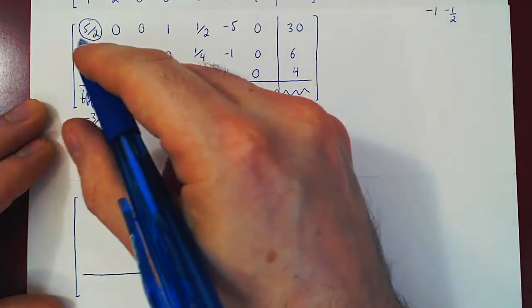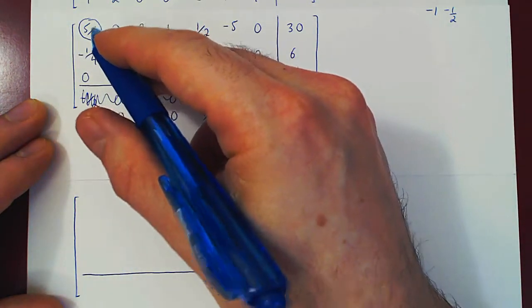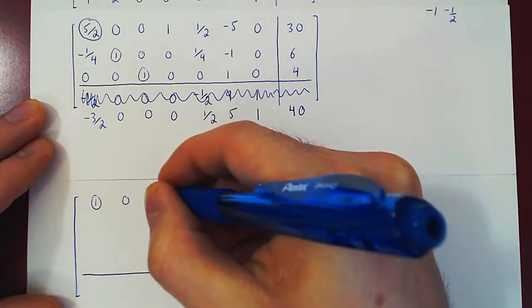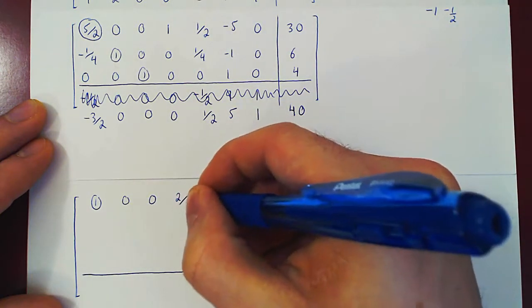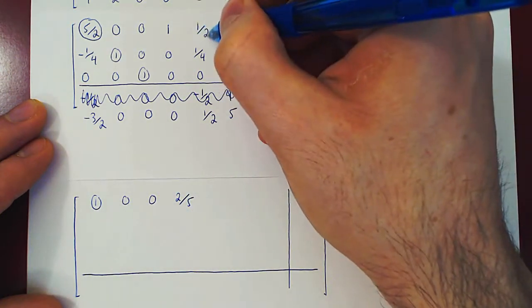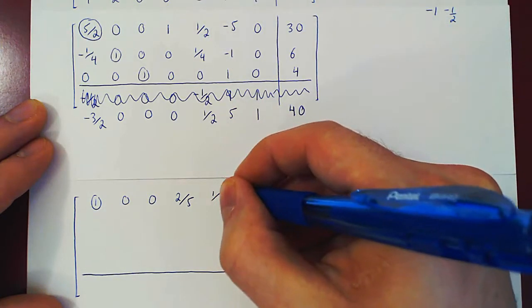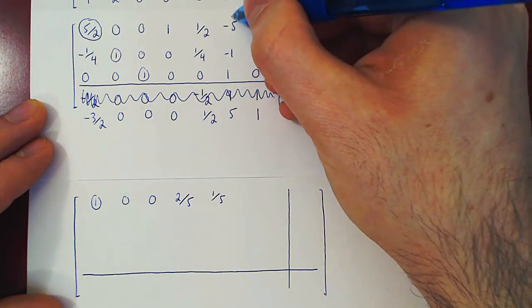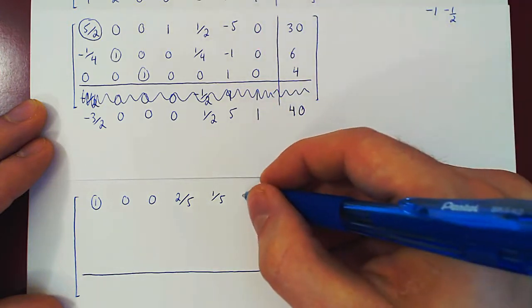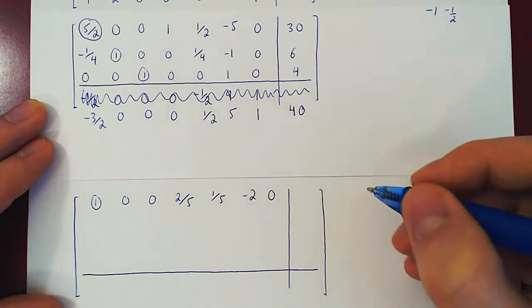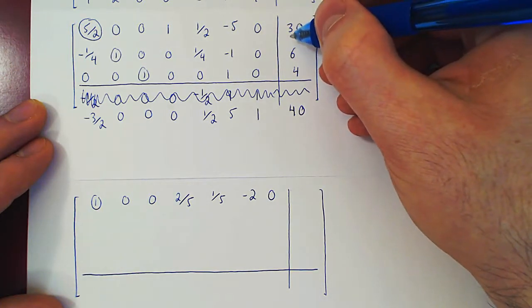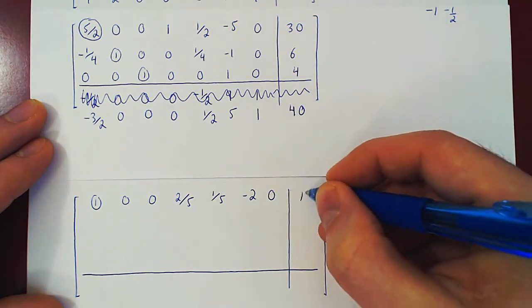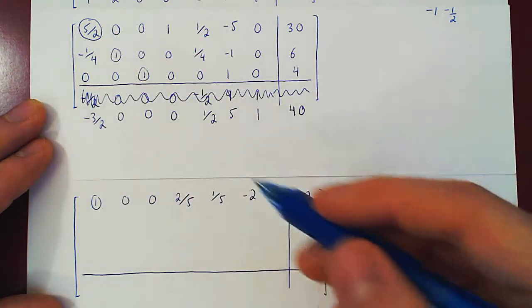So let's multiply this row by 2/5. So we'll get our pivoting 1, 0, 0, 2/5. 2/5 times 1/2 is 1/5. 2/5 times -5 is -2. Times 0 is 0. 2/5 times 30, well 30/5 is 6, times 2 is 12. And now we can recopy the other three rows.